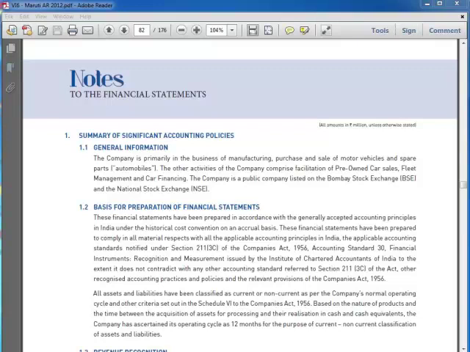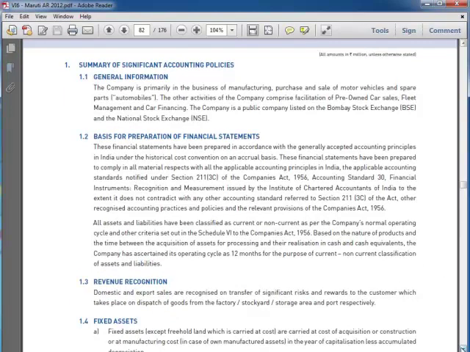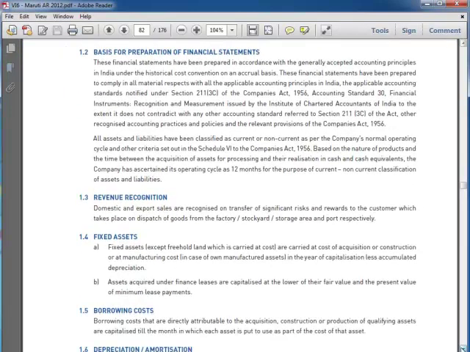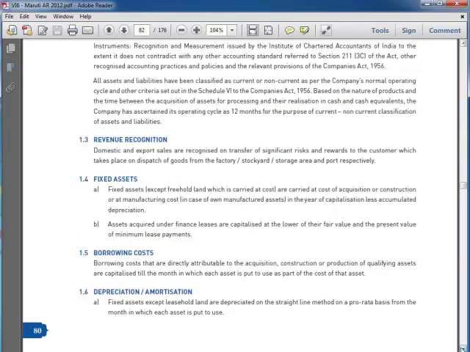Okay, so the first note to financial statements, point 1, is the summary of significant accounting policies. So here what they have done is essentially outline the different accounting policies that the company follows. So here we have general information, and this tells us, well, what does the company actually do? Okay, we have basis of preparation of financial statements, and here they've written under what regulations these financial statements have been completed. The next point is revenue recognition. Okay, and this talks about how they recognize revenue.